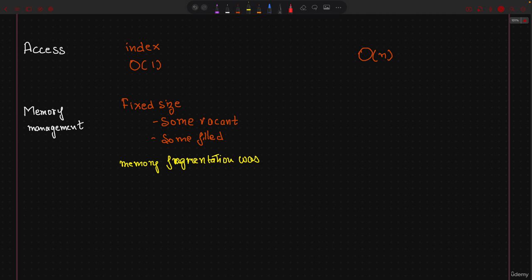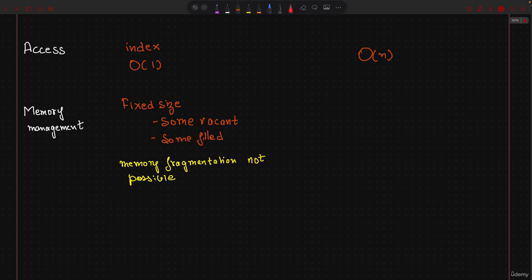But I am taking the case here where we have the extra memory because we are able to store each and every one of our elements, right? So memory, let me write it clearly. Fragmentation, not possible.